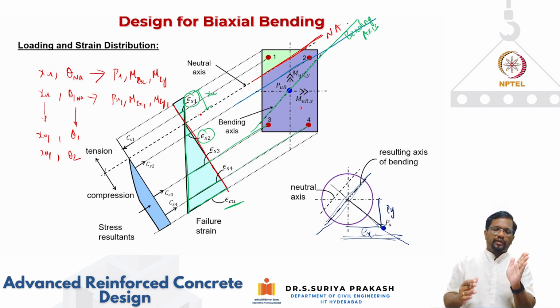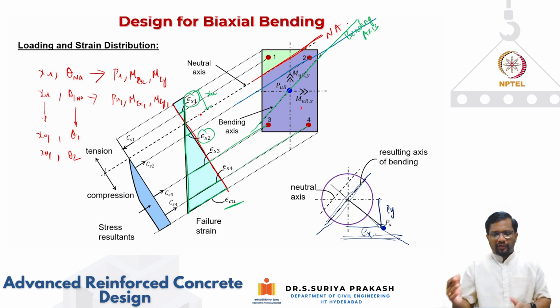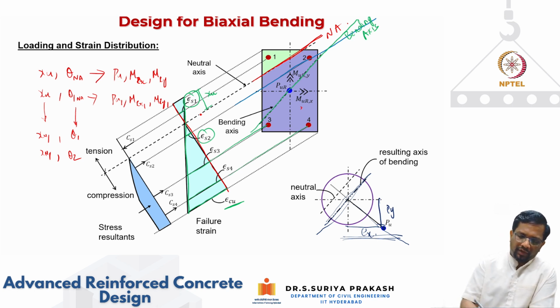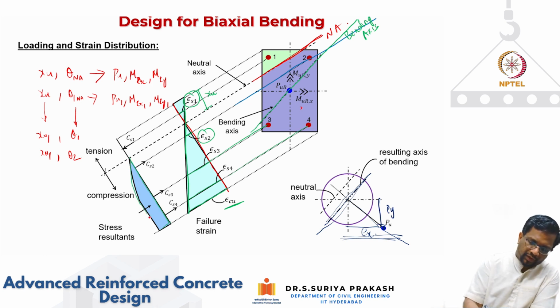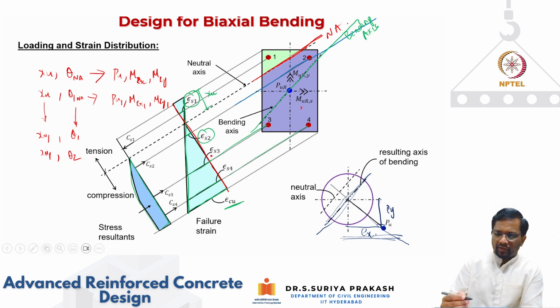So you will find that all the four bars will have different strains, which was not the case in uniaxial bending. In addition to that, whether your neutral axis is within the cross section or not, your compression stress block will be like this. We know that it is parabolic and then straight. Now, what is the area of your compression block? That is what is highlighted here.